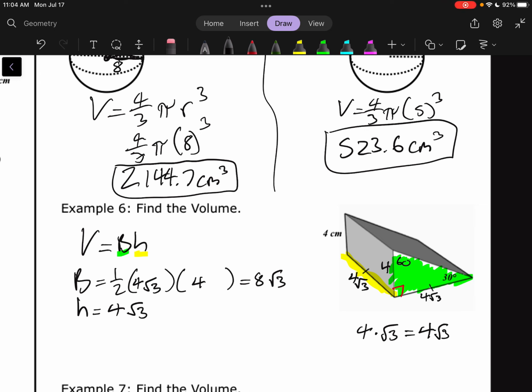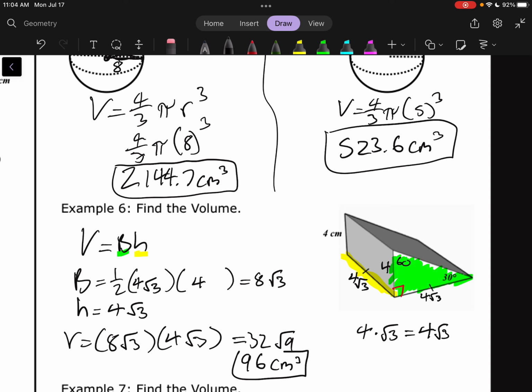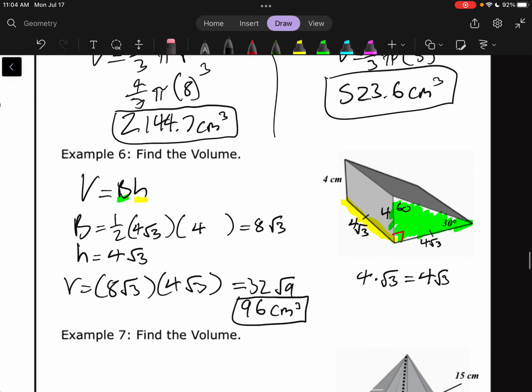So when I go to find the volume, I'm going to be doing 8√3, which was the area of the base, times 4√3, which was the height of the prism. And if you multiply those, 8 times 4 is 32, √3 times √3 is √9, but √9 is 3, right? The square root of 9 is 3, so that becomes 96 centimeters cubed. Pretty cool.